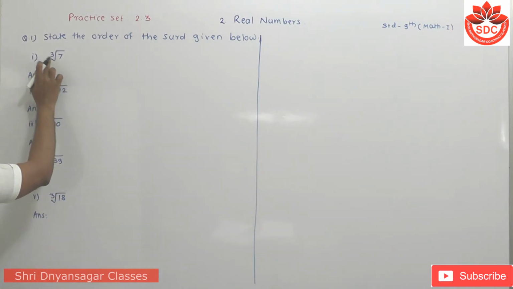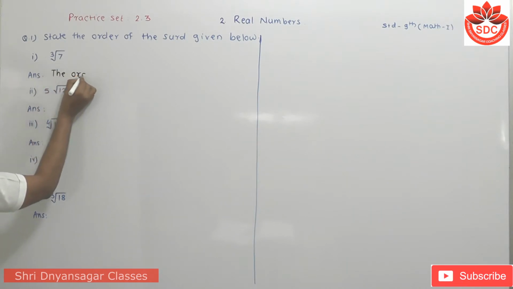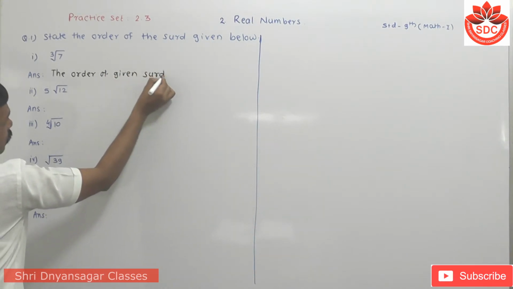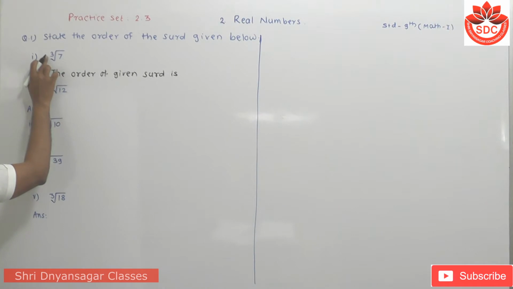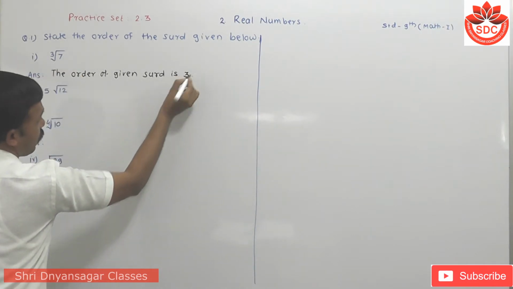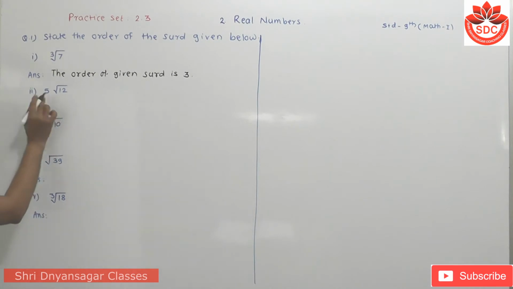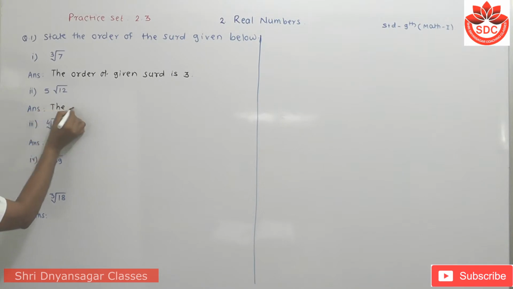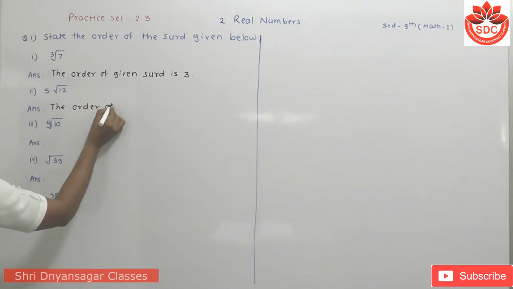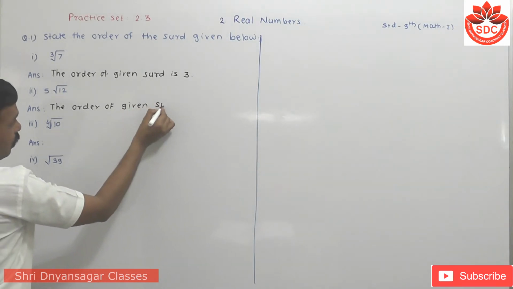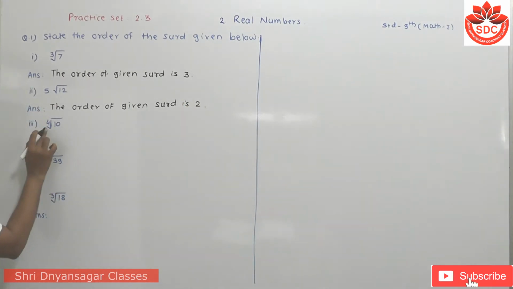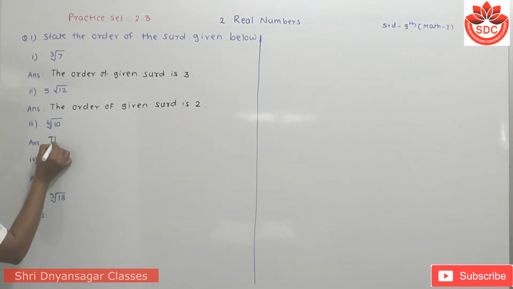Now here is the cube root of 7. So the order of the given surd is 3. Now look here, for 5 times the square root of 12, 5 is the coefficient of this surd, which means that the order of the given surd is 2. Then here, look carefully, the 4th root of 10, means that the order is 4.